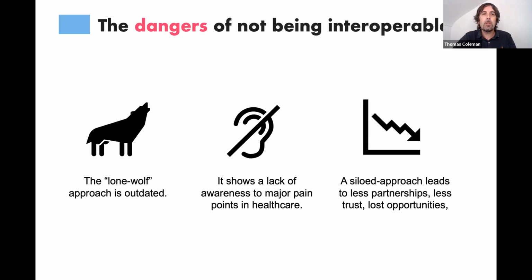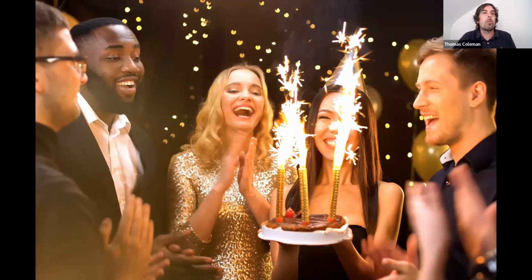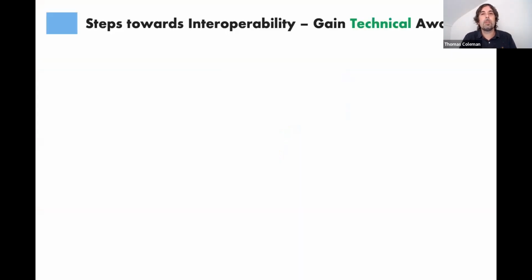So how can we go from this to being the life and soul of the party and being interoperable with the other players in the system? Well, first of all, gain technical awareness of interoperability. Notice that I mention awareness, not expertise. I've learned you don't have to be an expert at everything, but just be aware of it and then look for people who might be experts at it and can help you.